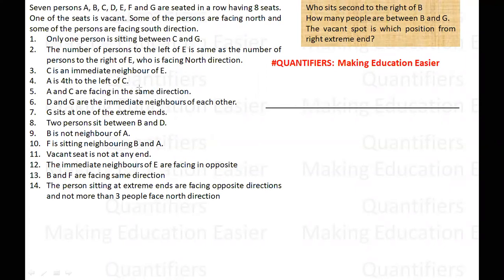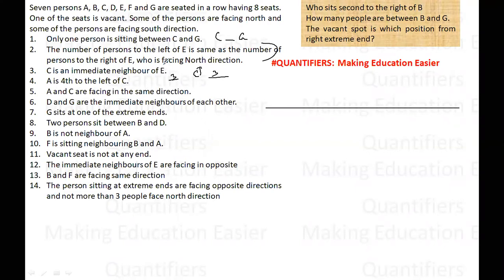Only one person sits between C and G. So C space G. The number of persons to the left of E is the same as the number of persons to the right of E, who is facing north direction. So E is facing north. So there are 7 people, 3 on this side and 3 on this side. One of the seats is vacant, I know that for sure. And I also know that the vacant seat is not at any end. It is also given to me.